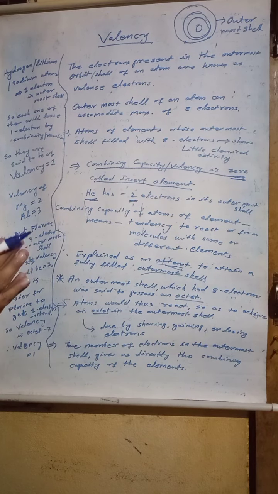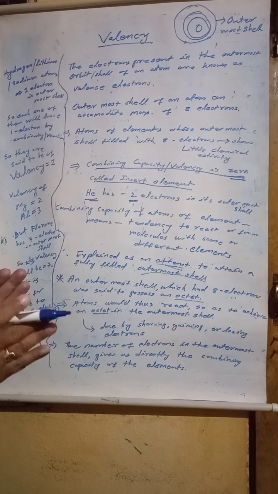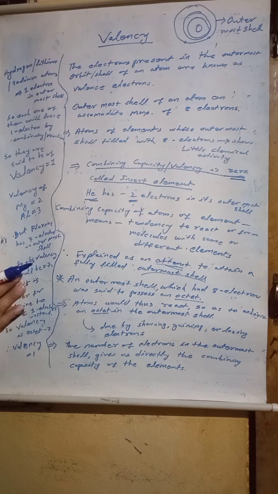So the outermost orbit of the element should attain an octet so that a compound can be formed. So what is the maximum number of electrons that can be present in the outermost shell? It is 8. The number of electrons in the outermost shell gives us directly the combining capacity of the element.